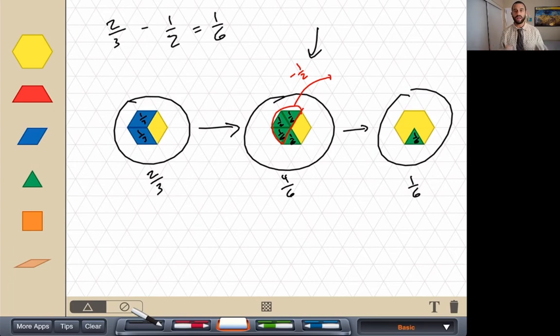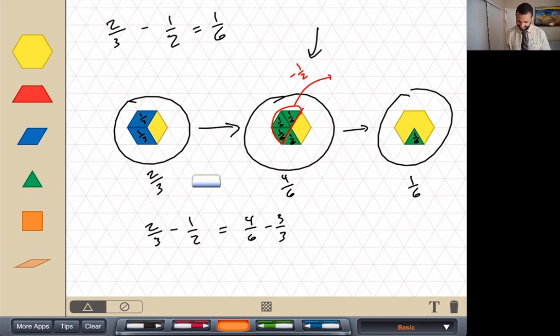And there's other little notes you can put in here. You could say, 1/2 is equal to 3/6, and that's why we end up with 1/6, and so on. Because algebraically, what's going on, right? Algebraically, we would find the common denominator. We'd say 4/6 minus 3/6.